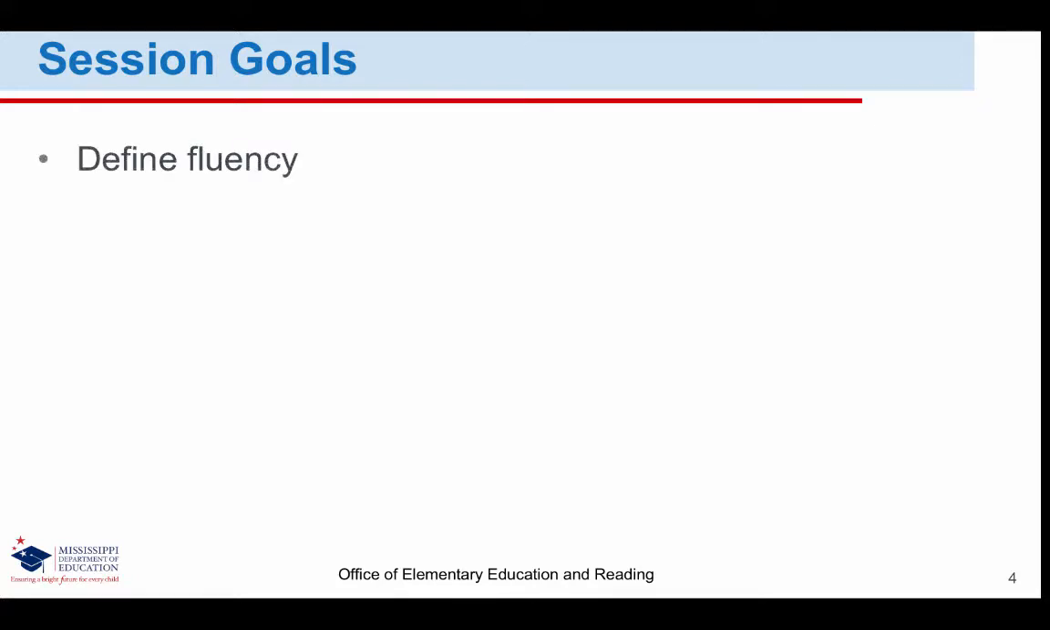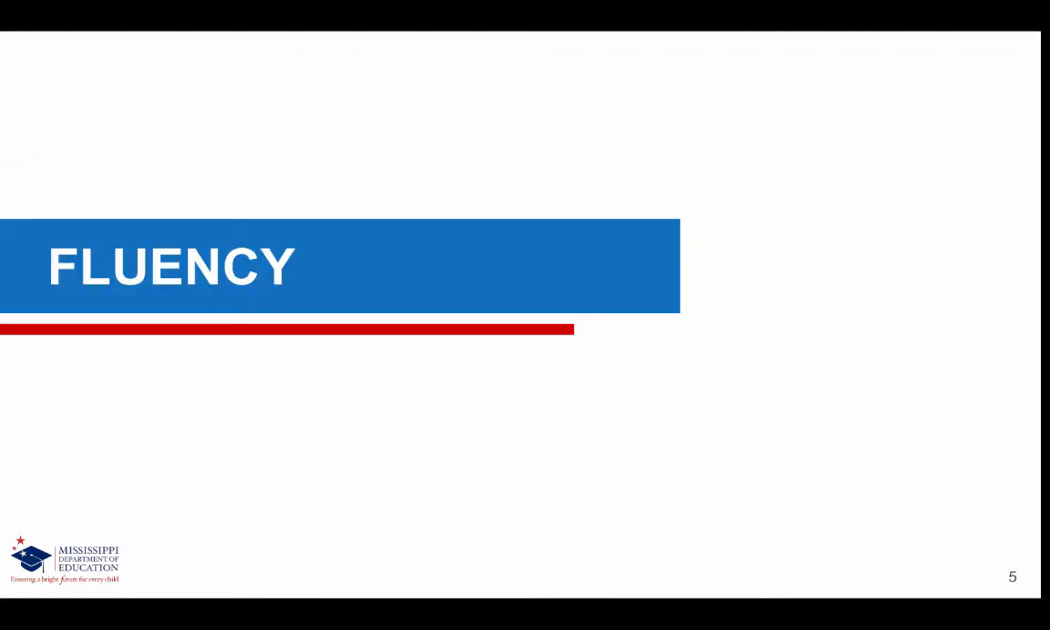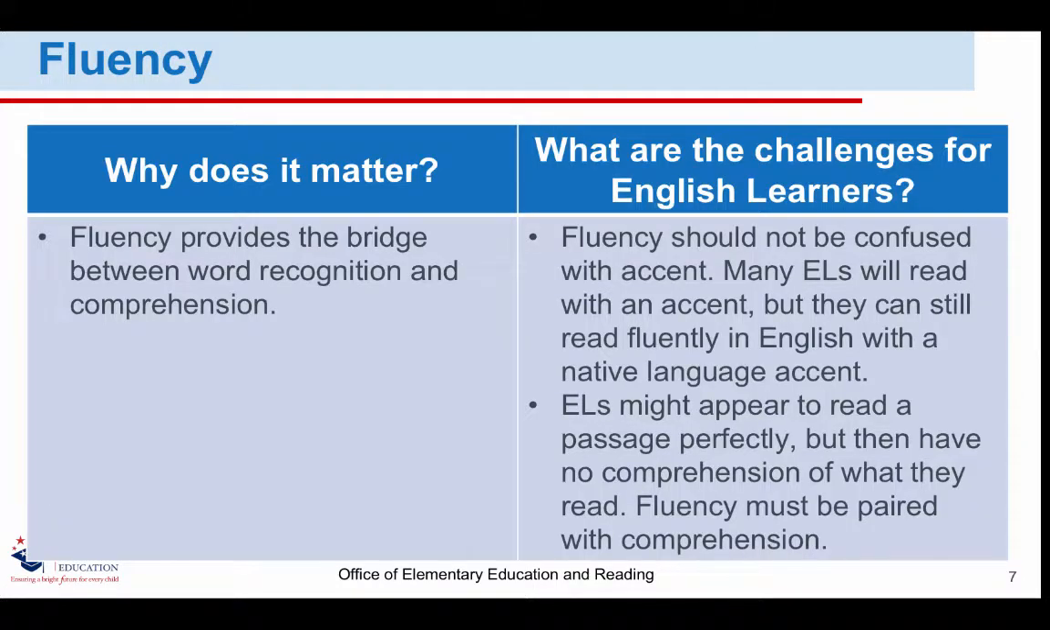Our goals for today's session are to help you to define fluency and to explore fluency strategies to use with English learners. Fluency. So what is fluency? Fluency is the ability to read a text quickly, accurately, and with expression in order to comprehend. Why does it matter? Fluency provides the bridge between word recognition and comprehension.